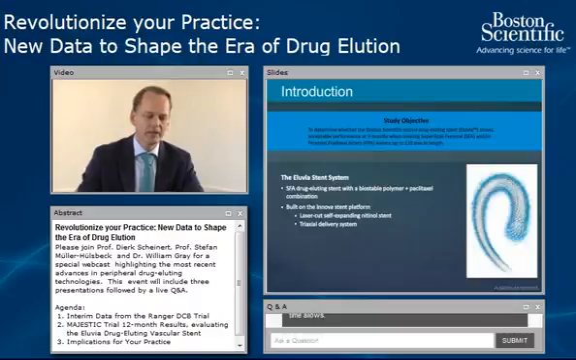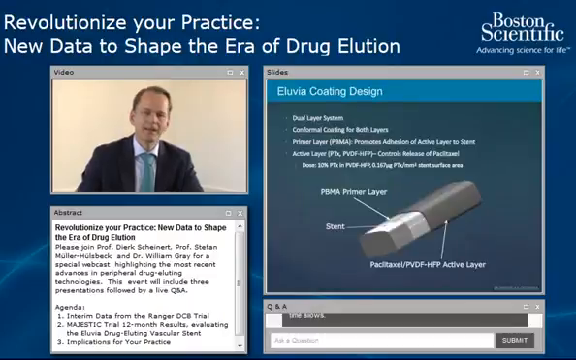The Eluvia stent system is an SFA drug-eluting stent with a biostable polymer and paclitaxel combination, and it's built on the well-known Eluvia stent platform. It's a laser-cut self-expanding nitinol stent with a triaxial delivery system. Looking a little bit closer at the Eluvia coating design, it's a so-called dual-layer system consisting of a conformal coating for both layers: the primer layer, which promotes the adhesion of the active layer to the stent, and the active layer, meaning the paclitaxel, which controls the release of paclitaxel.